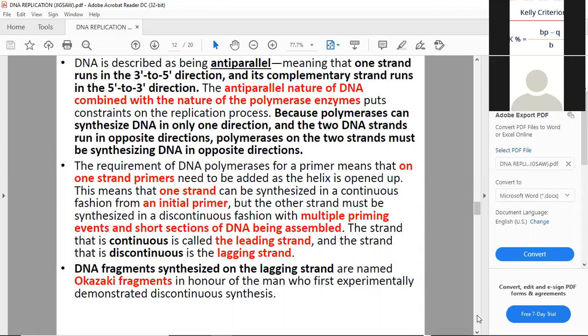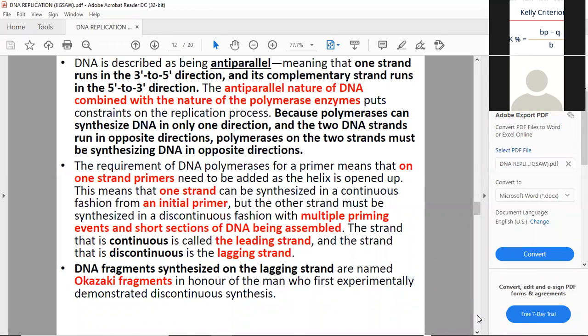So the requirement of DNA polymerases for a primer means that on one strand, primers need to be added as the helix is opened up. So we have one strand that will need multiple primers, and then we have a strand that will only need a single primer. The strand that is continuous, the strand that only needs a single primer, is what is called the leading strand. The strand that is discontinuous, because it needs multiple primers, is what is called the lagging strand. On the lagging strand, there are DNA segments that are synthesized, and these are what we call the Okazaki fragments, which are simply named in honor of the man who first experimentally demonstrated this discontinuous synthesis.